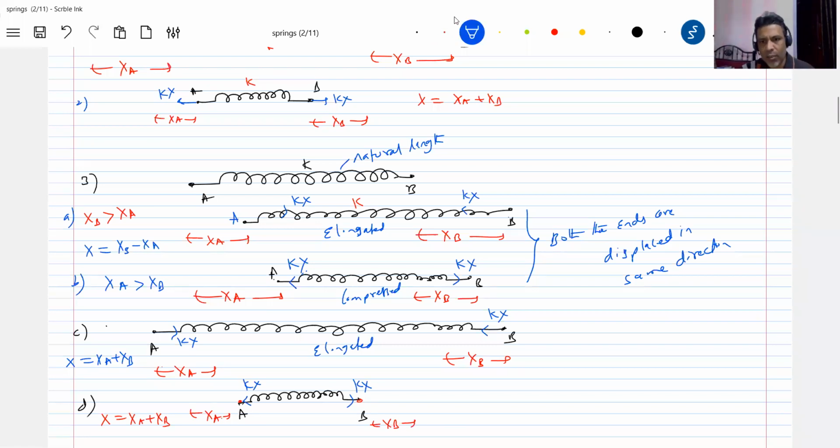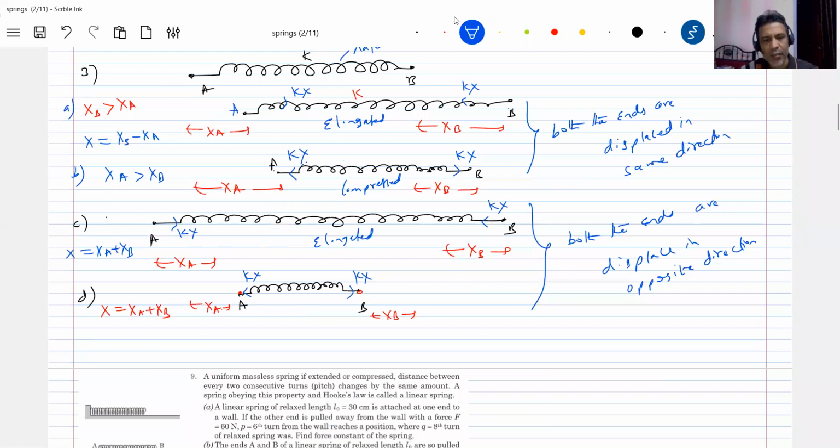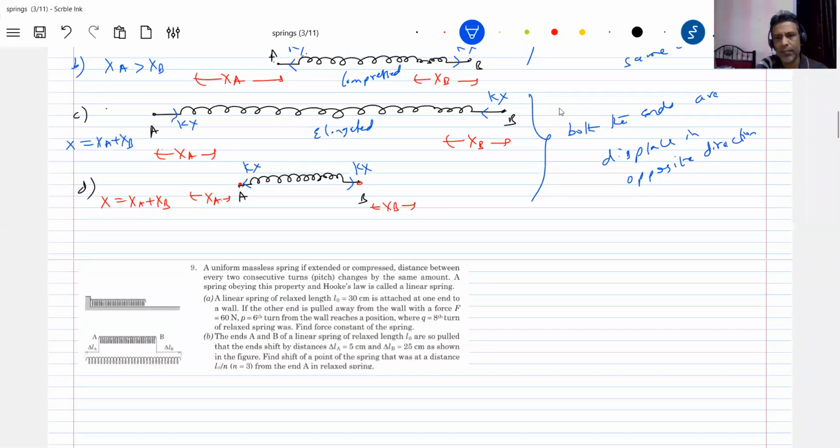Okay, got this. So this is the thing. So now what can you comment? Both the ends are displaced in the opposite direction. Then this is the condition you have to follow. Okay, got the idea. So what we have to do is check whether both ends of the spring are getting displaced or only one end. So another situation we do come across is like this. I'll show it here. So D.